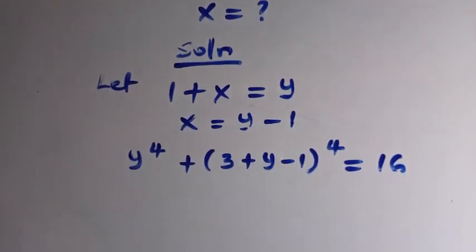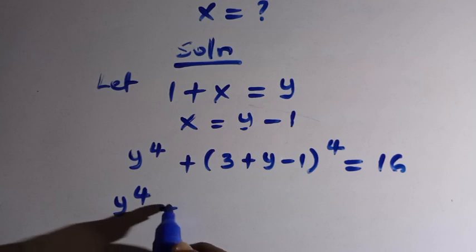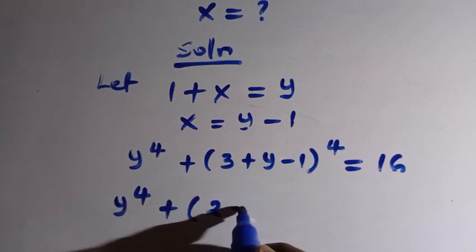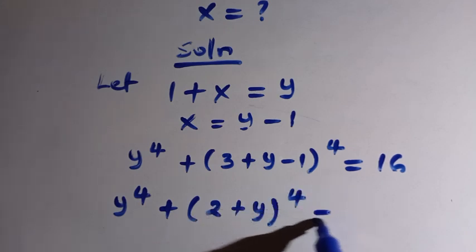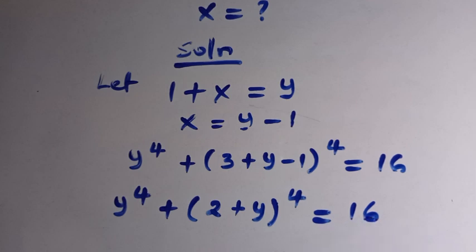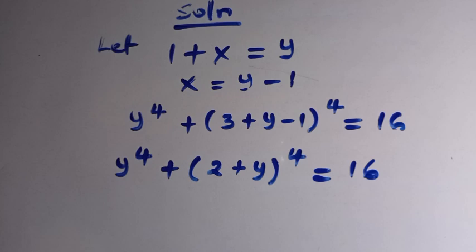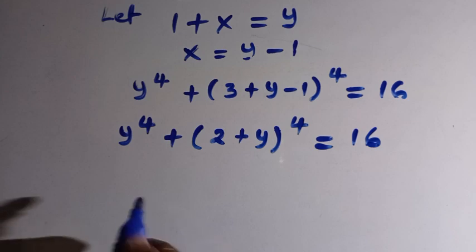So after having this, we can proceed by writing y^4 plus (2 + y)^4 = 16. So here is what we are going to consider. We have to expand (2 + y)^4, and here is the method I'm going to apply.